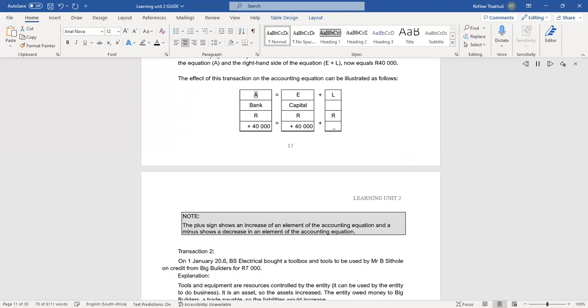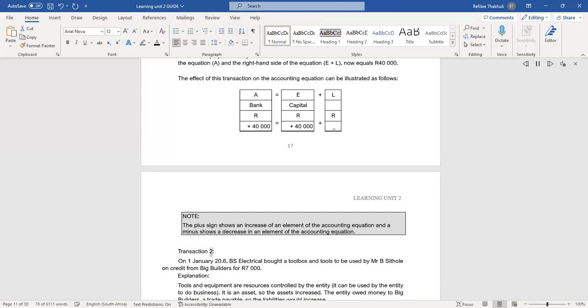A equals E plus L. Bank: plus 40,000. Capital: plus 40,000. Note: the plus sign shows an increase of an element of the accounting equation and a minus shows a decrease in an element of the accounting equation.